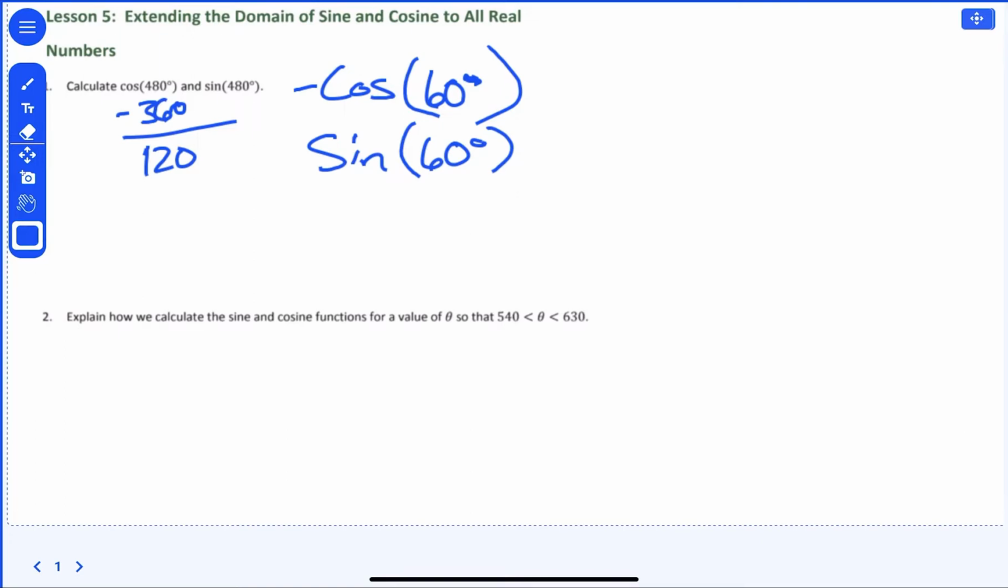Now, has anybody tried to learn their unit circle yet? Can they tell me what the cosine of 60 is? What is the cosine of a 60-degree angle? Just the cosine, don't worry about the negative and stuff. We're just looking at the cosine. The cosine is 1/2. But we want the opposite of the cosine, so this would equal negative 1/2.